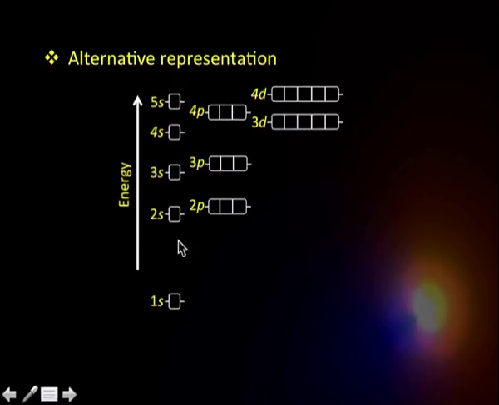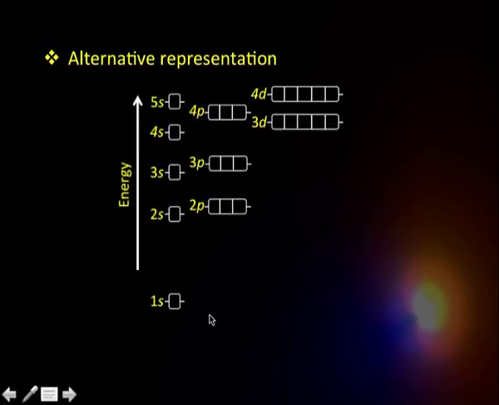The same diagram, the so-called energy level diagram, can be shown in this particular fashion also. This is an alternative representation of the same thing. Now, what you see from here is that this also shows that the degeneracy of the n equal to 2, n equal to 3 and so on levels is lifted in this case.